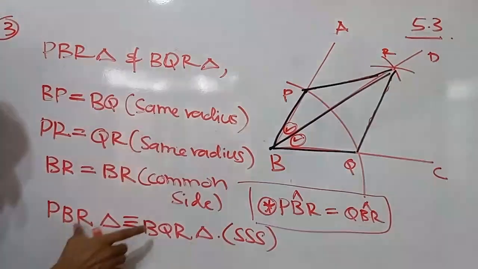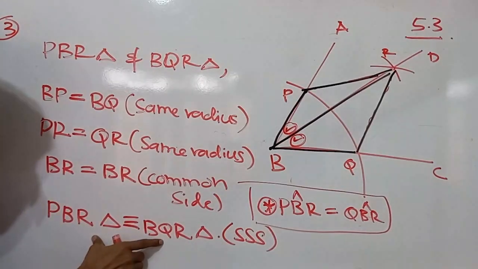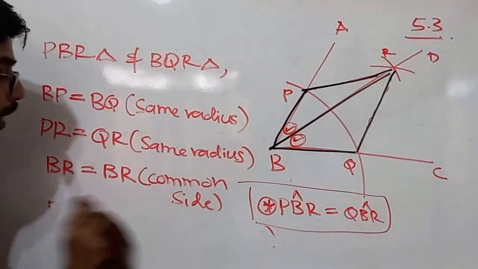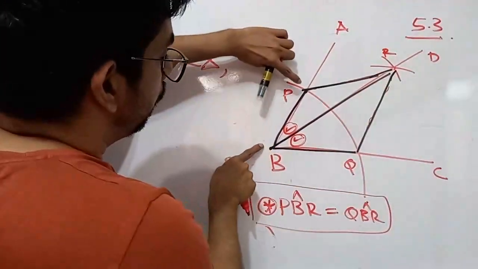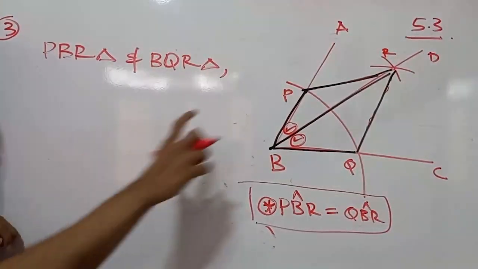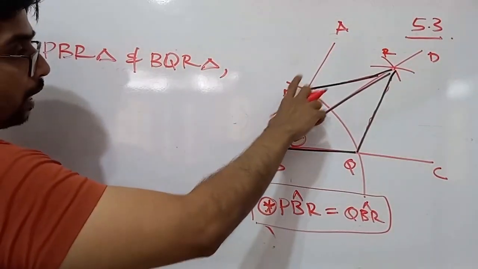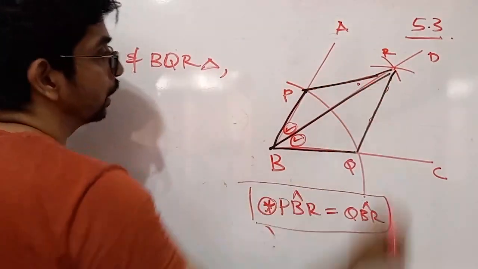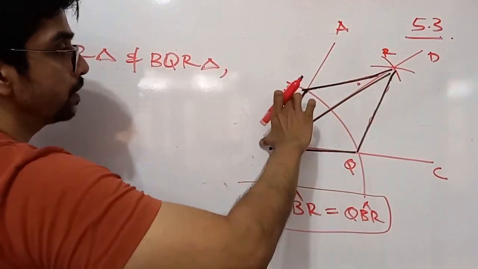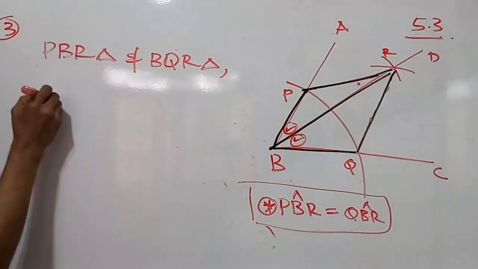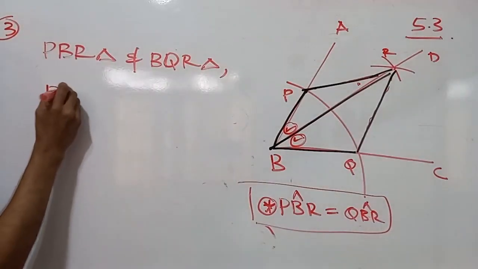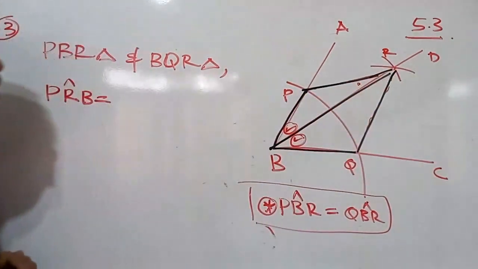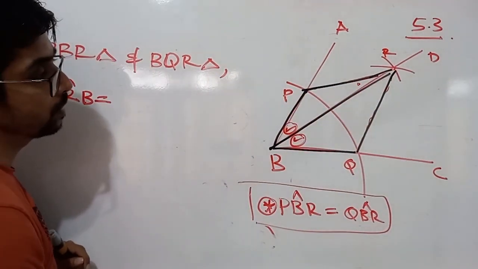So we proved that these two triangles are congruent. Now we will write the corresponding elements. Right? Corresponding elements. If we take BP, that's the opposite angle to BP. So what is that? P R B. PRB. Right? That's the opposite angle.